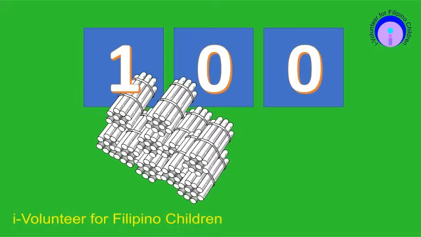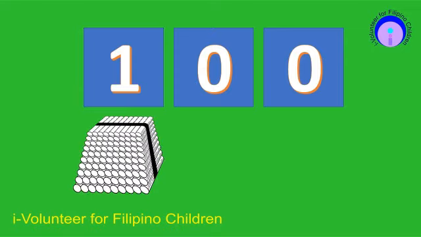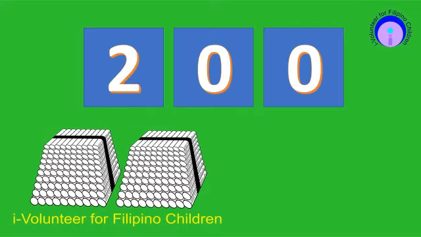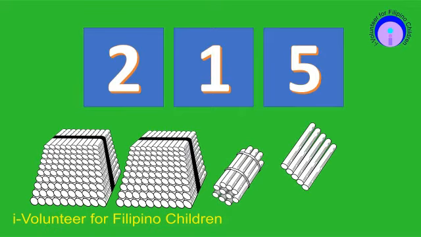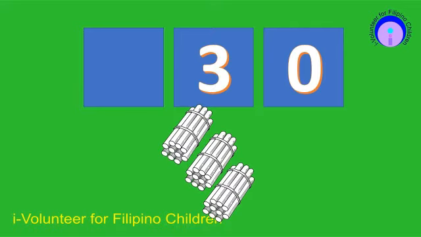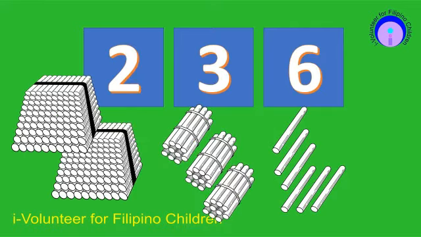Please be reminded that 10 bundles of 10 individual sticks is equal to 1 bundle of 100. Pareho lang ang halaga. Ito naman ang 200, 201, 210, 215, 236. This shows that digit 2 is in the hundreds place, while digit 3 is in the tens place, and 6 is in the ones place.